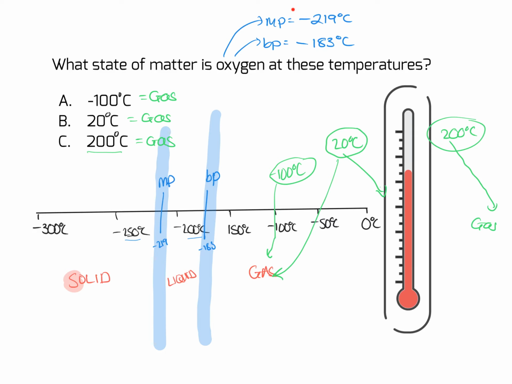Some people will look at the melting point and boiling point and can just answer the questions really quickly, but if you want a foolproof way of doing it so that you'll never get it wrong, the number line is a perfect way of doing it.